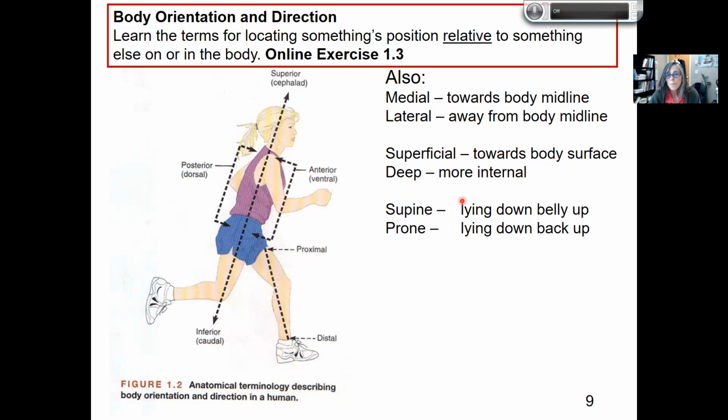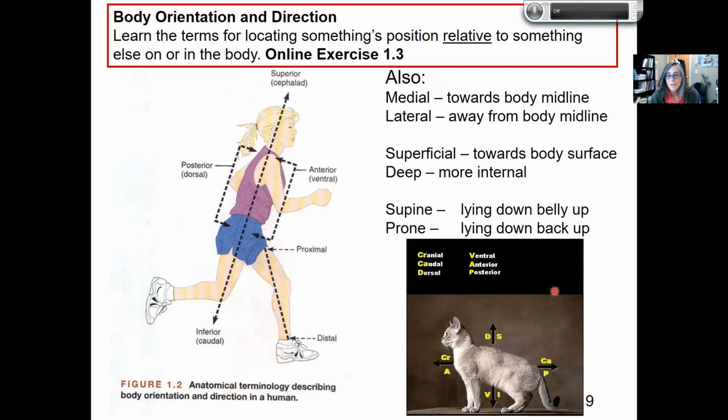We also have supine and prone. Supine means lying down with your belly up, so you're lying on the table facing up. Prone is you're lying on your belly, so you're lying down, but your back is facing up. And like I said, normally supine is the anatomical position.